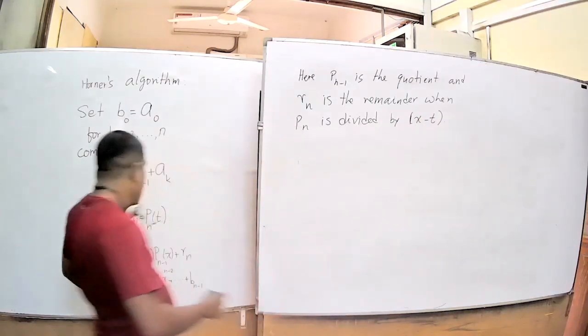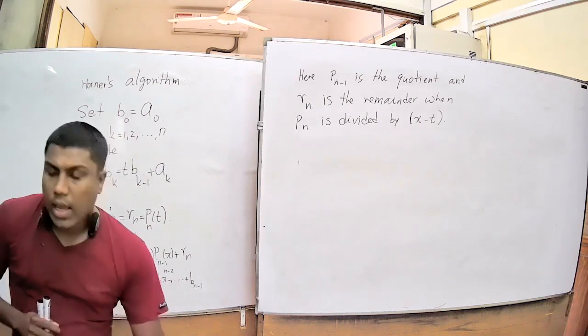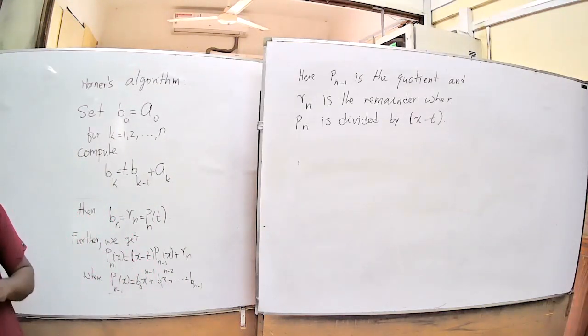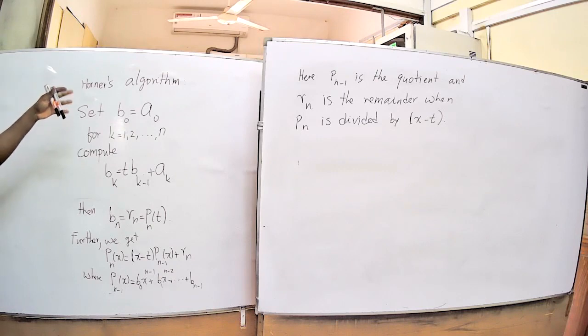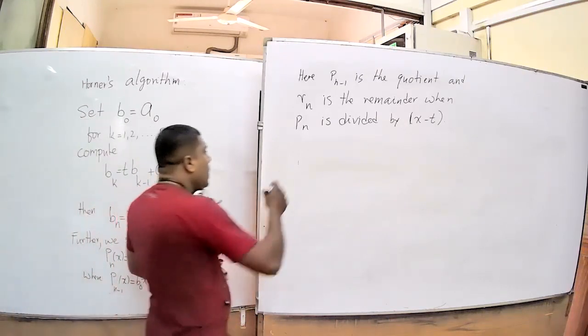So this means when you divide the polynomial by x minus t, what you get is a quotient that is Pn minus 1, so a polynomial of one degree less. You know when you divide x to the power n by x, you get x to the power n minus 1. So that is a one degree less polynomial, and you also get the remainder Rn. So we can prove this. The proof is not a big thing.